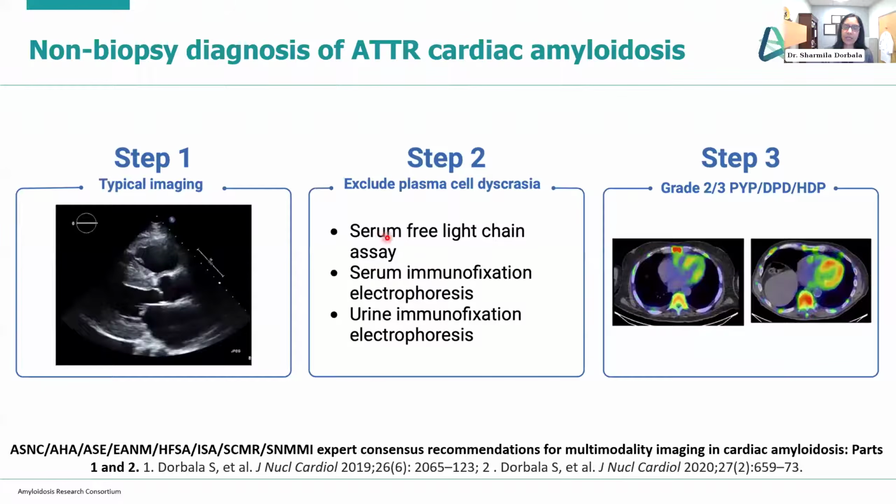And once this is excluded, once we say this looks like amyloid, but it's not light chain amyloid, then we would go ahead and proceed with a radioactive test. This test is called PYP, DPD, or HDP. This is a radionuclide testing where we use a small amount of radioactive material to image directly the amyloid. So if you see amyloid in the heart in a patient who doesn't have AL, it's most likely transthyretin amyloid.